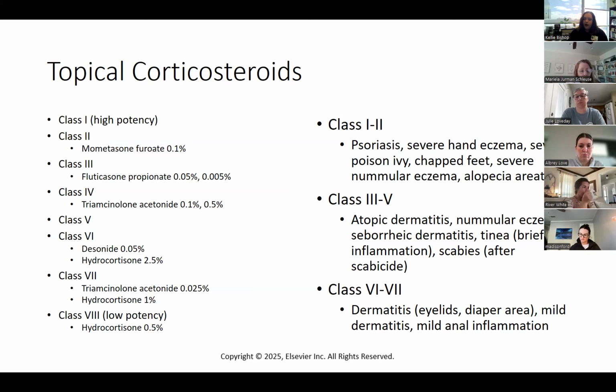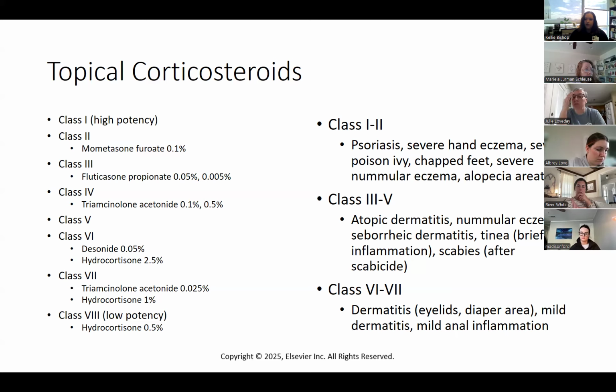Class 3 through 5: atopic dermatitis, nummular eczema, seborrheic dermatitis, tinea, if they have brief inflammation. Per the book and per guidelines, you can do that for inflammation from tinea, but I wouldn't, and I don't, because steroids can make tinea, can make fungus worse.